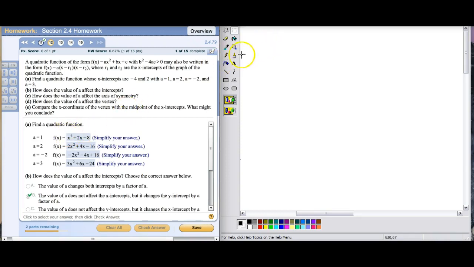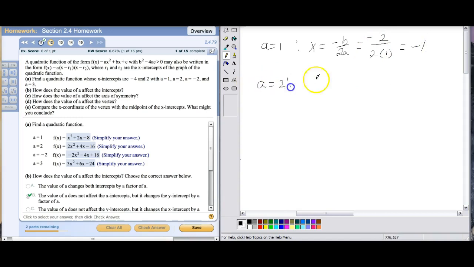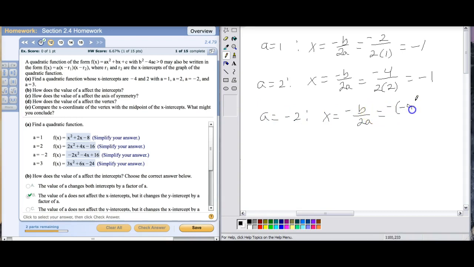So for when A is equal to 1 here, we'll see that x is minus B over 2A. So we have a minus 2 over 2 times 1, which is a negative 1. When A is 2, we'll see that we have a minus 4 divided by 2 times 2, because 2 is A, and of course that's still negative 1. If we do A is negative 2 and do it all over again, then we have minus a negative 4 divided by 2 times a negative 2.